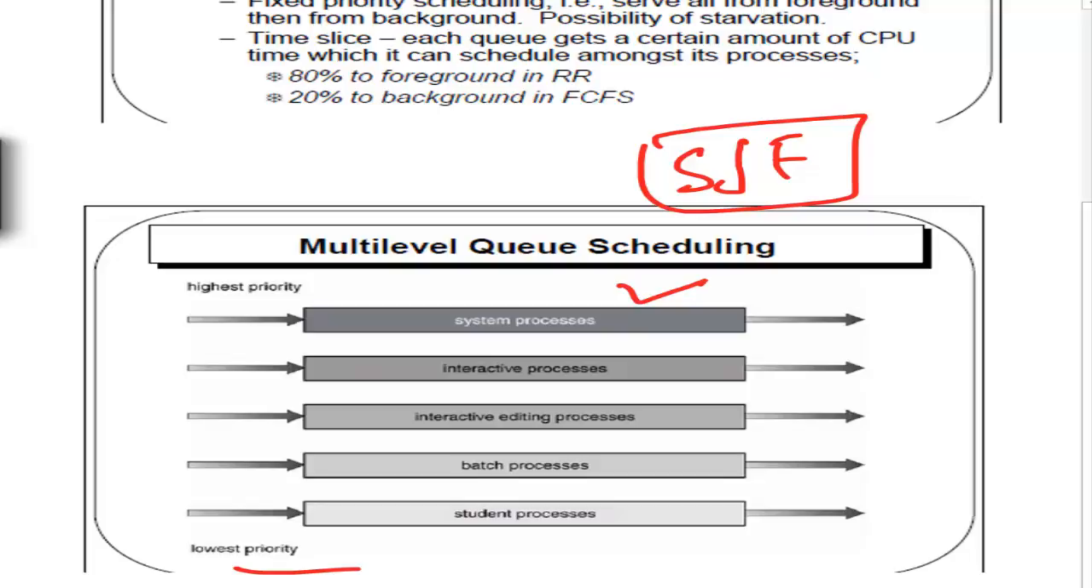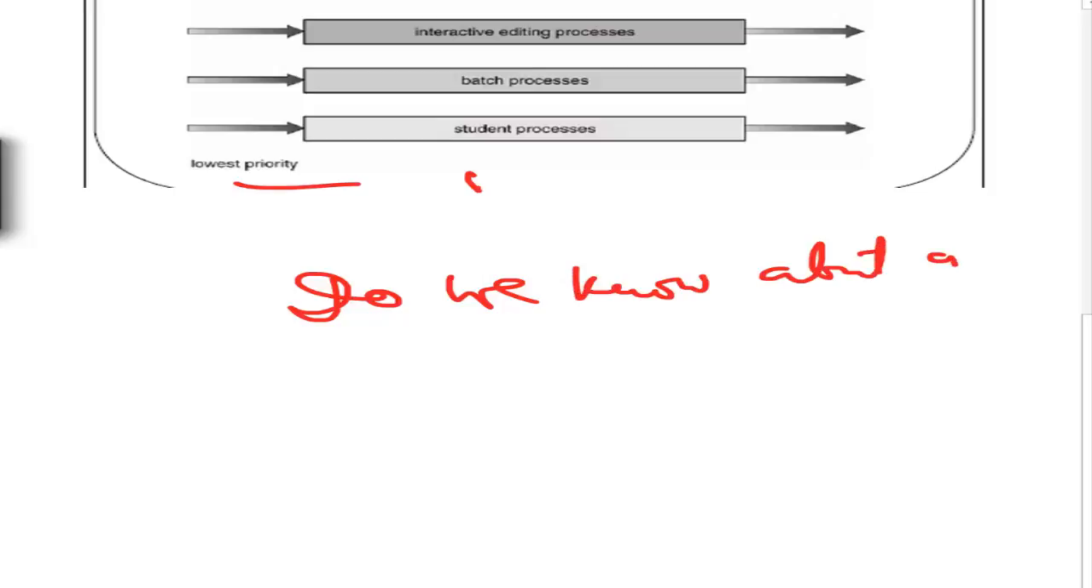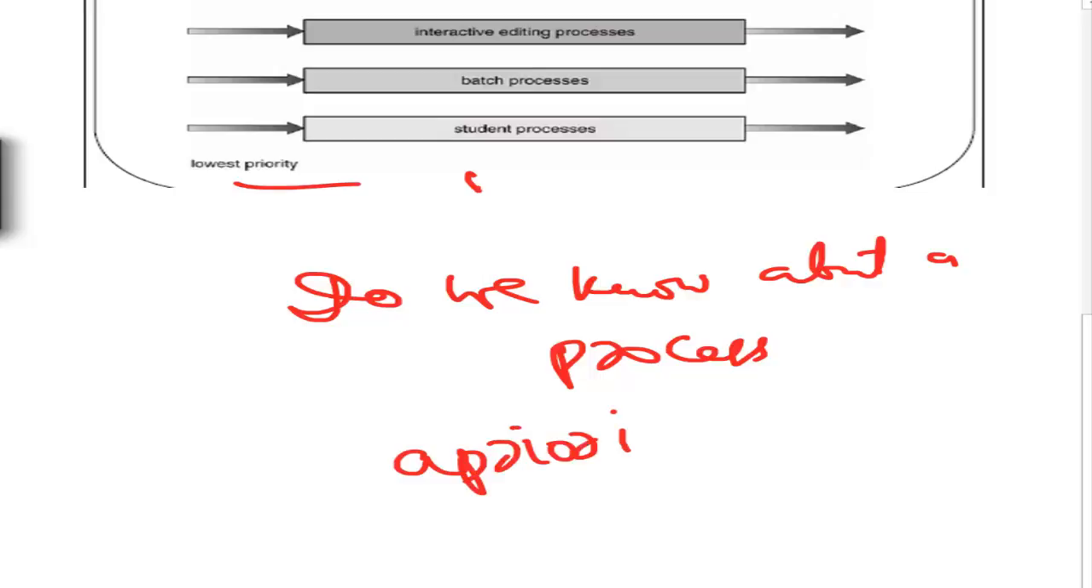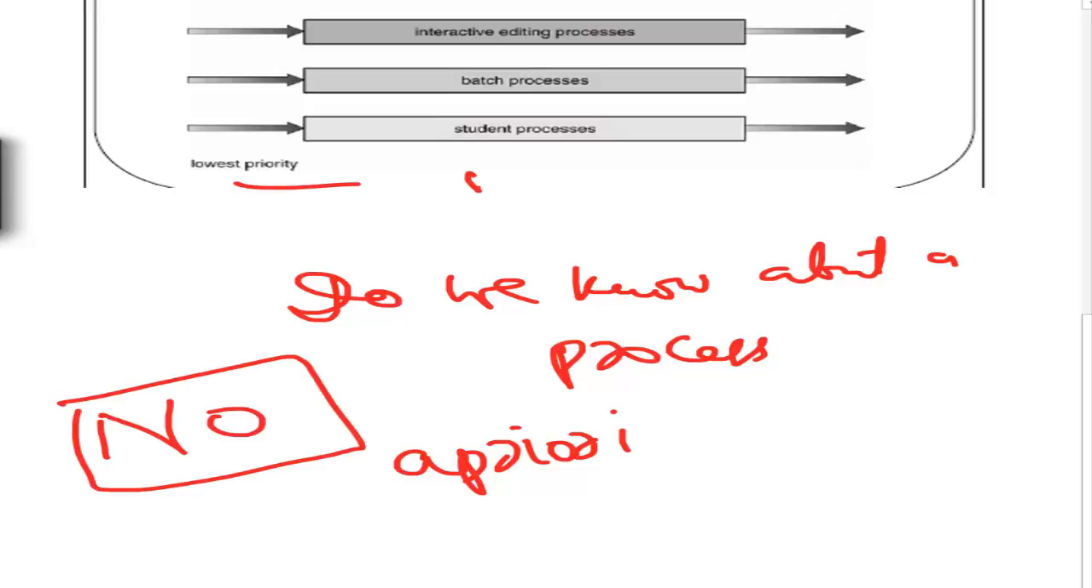If you remember that, we are again queuing processes, but do we know that? The question is simple: do we know about a process? Do you have a priori knowledge about a process? And the simple answer is no. We don't know. You can make a guess, but that guess doesn't work.